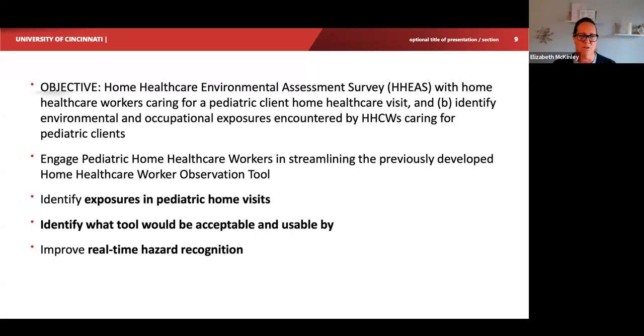But we were also able to put that on REDCap, and the worker was able to go through that home healthcare environmental assessment survey directly after their patient visit. So we decreased the risk of recall bias. And we've also added to it exposures that are specific to the pediatric home environment.